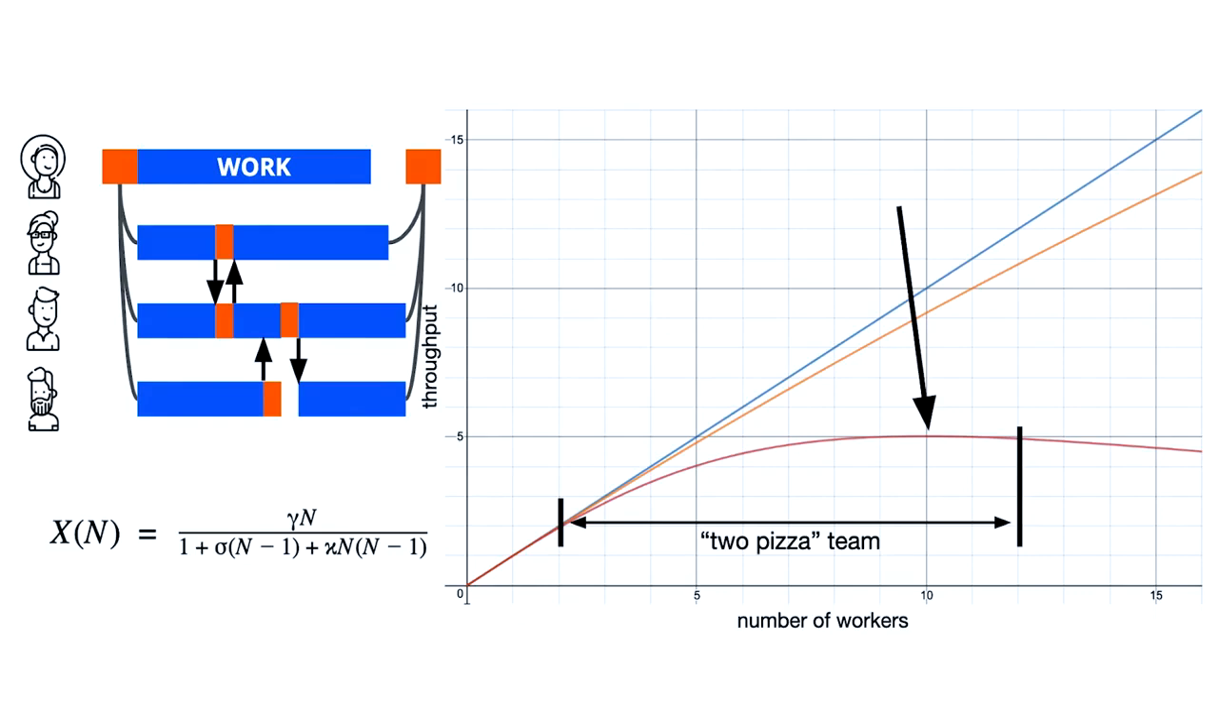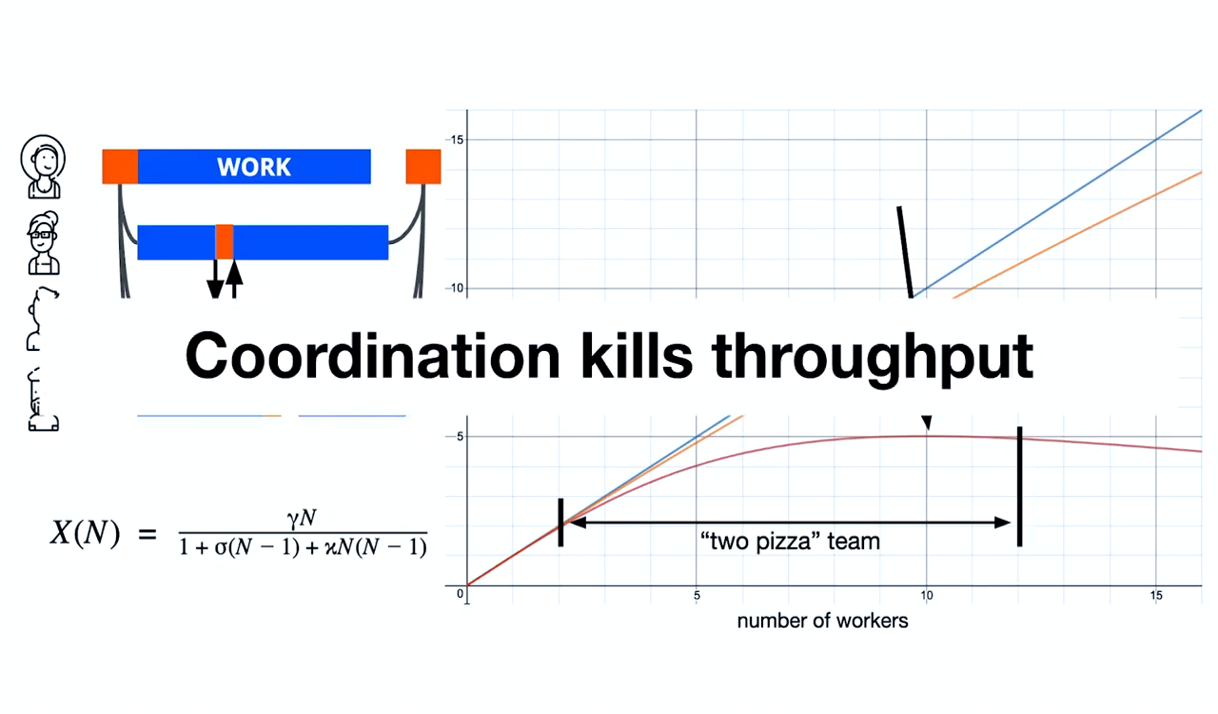So what? Well, we're not going to get exact numbers out of this formulation, but what we need to take away from this is that coordination kills throughput. And it's not a lot of coordination. Just a tiny, tiny bit kills a lot of throughput.